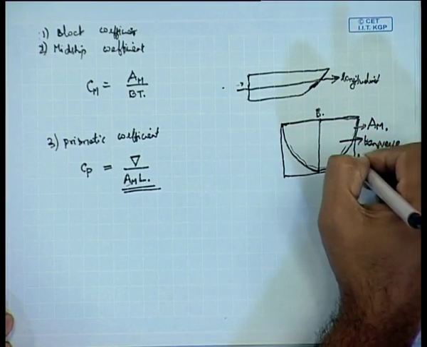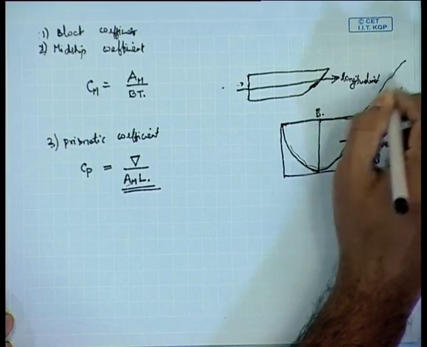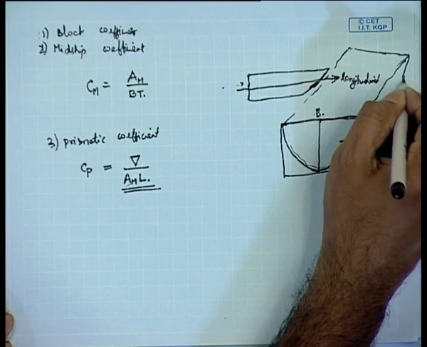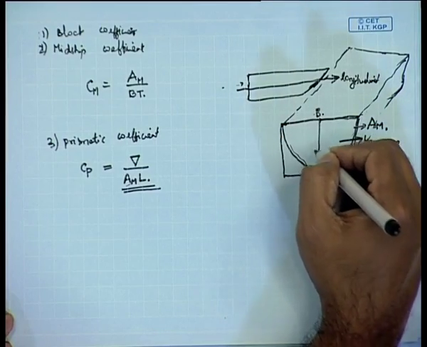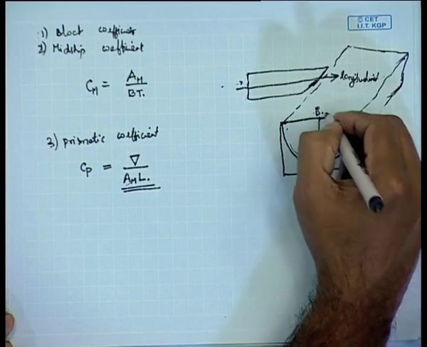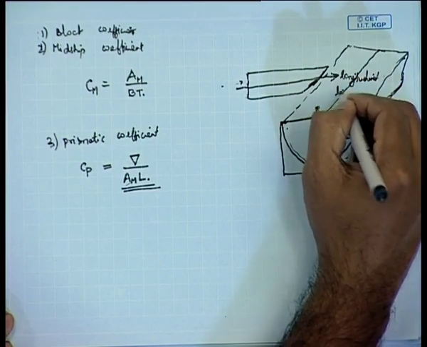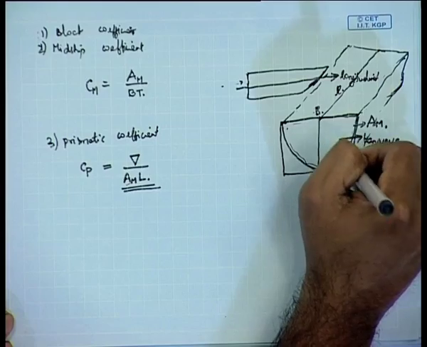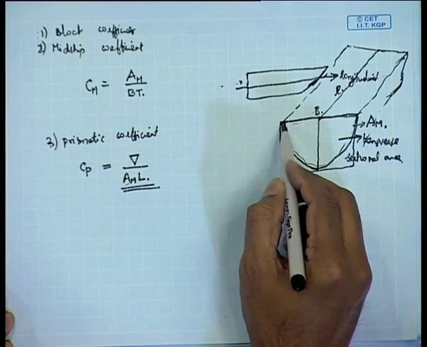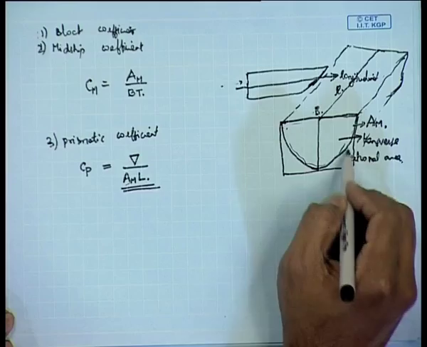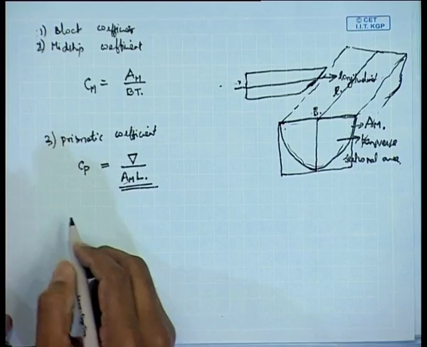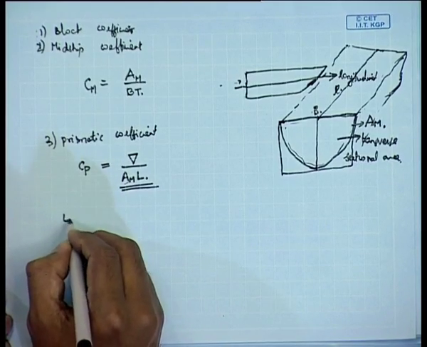It is something like this. If you consider this to be the length L of the ship, then the midship sectional area into L is this, and it is the denominator, the numerator is taken up by del. So, this is the prismatic coefficient.